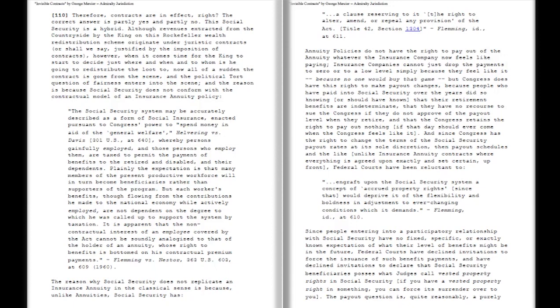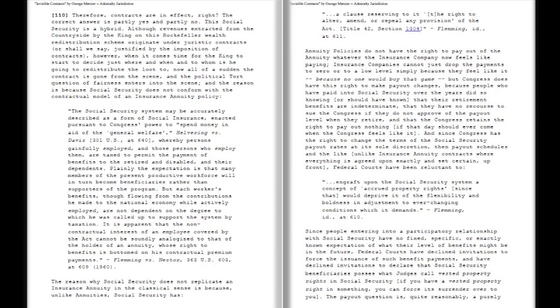This Social Security is a hybrid. Although revenues extracted from the countryside by the king on this Rockefeller wealth redistribution scheme originate under juristic contracts, or shall we say, justified by the imposition of contracts, however, when it comes time for the king to decide just where and when and to whom he is going to redistribute the loot, now all of a sudden the contract is gone from the scene, and the political tort question of fairness enters into the scene, and the reason is because Social Security does not conform with the contractual model of an insurance annuity policy.